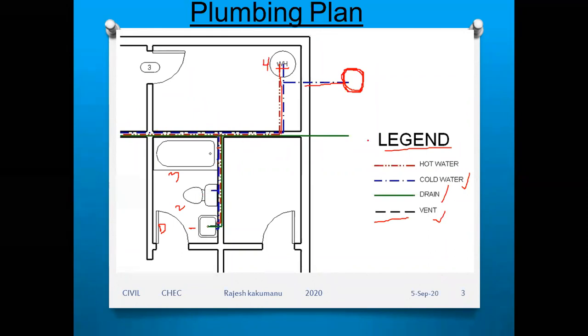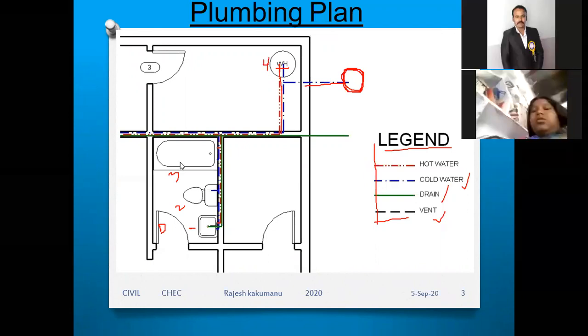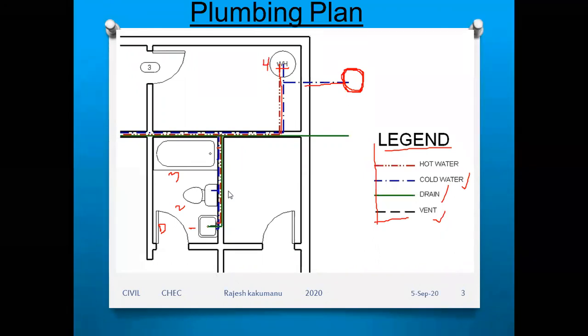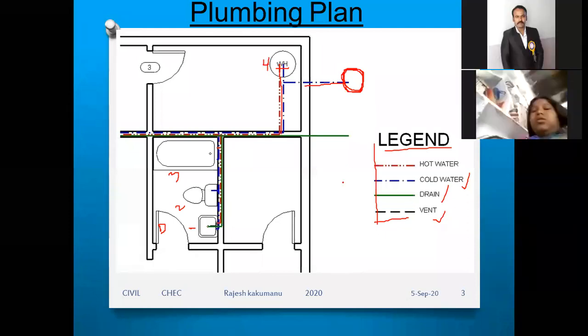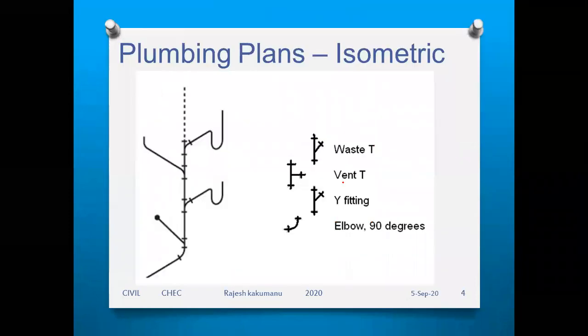So like this, you have to make a legend, you have to make a plan whenever you are doing any plumbing system. Even if you are doing a very small work in your already constructed house, you just have to know where the hot pipes are, where the cold pipes are, where the junctions are placed. So like this, you have to make a plan before going for the plumbing operations.